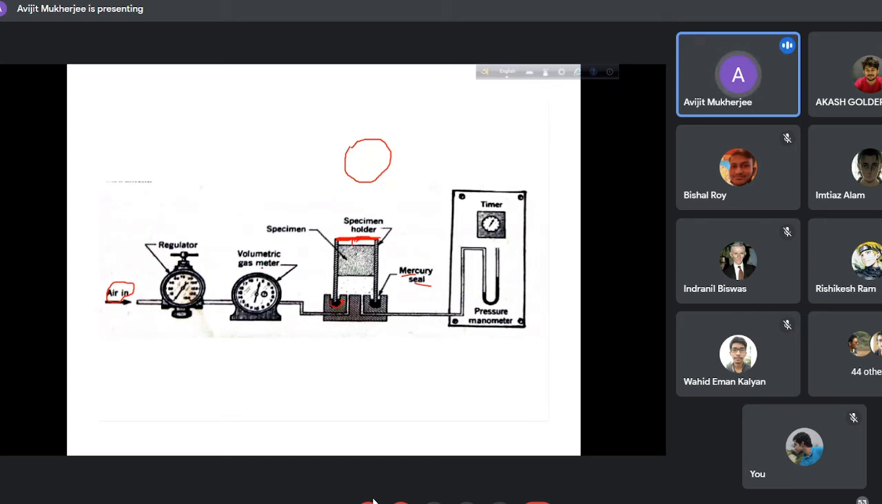Then it comes to a volumetric gas meter, because we are feeding a controlled quantity of air. So the volume is measured, the volume is known. We can adjust the knobs to govern the volume, so that the known volume of air is allowed to pass through this duct. It enters through this open portion into the chamber, and it faces one specimen of sand sample.